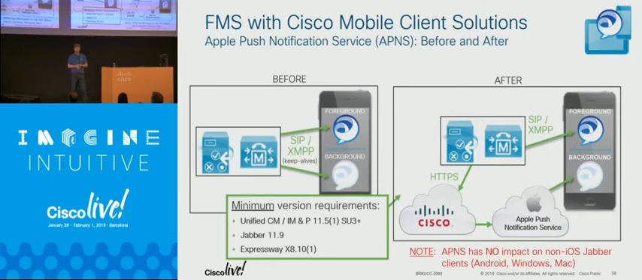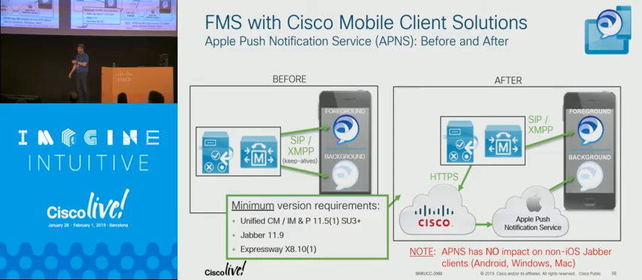So these are the minimum versions: 11.5 SU3 or greater, Jabber 11.9, and Expressway 8.10.1. Notice the same minimum requirements as for OAuth, because we implemented all of this at once: OAuth, the Apple Push Notification service, all of it, as part of making the clients able to log in very quickly.